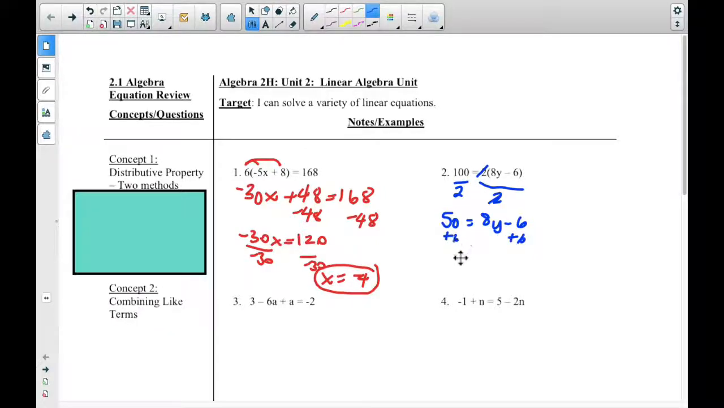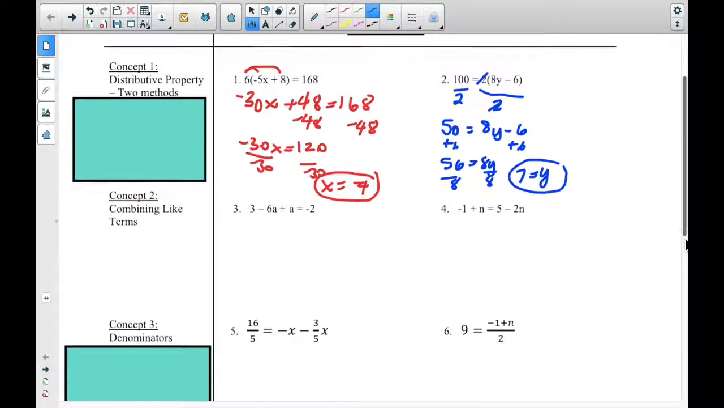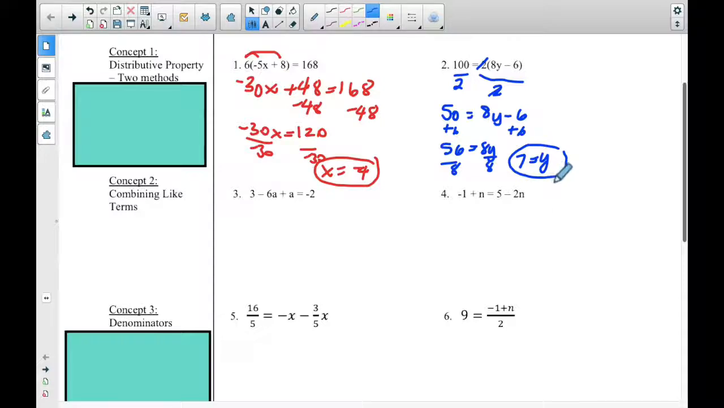So I'm going to add 6 to both sides and divide by 8. And so my answer here is 7 is equal to y. Once again, we should check that answer, plug it back in, and see if it works.